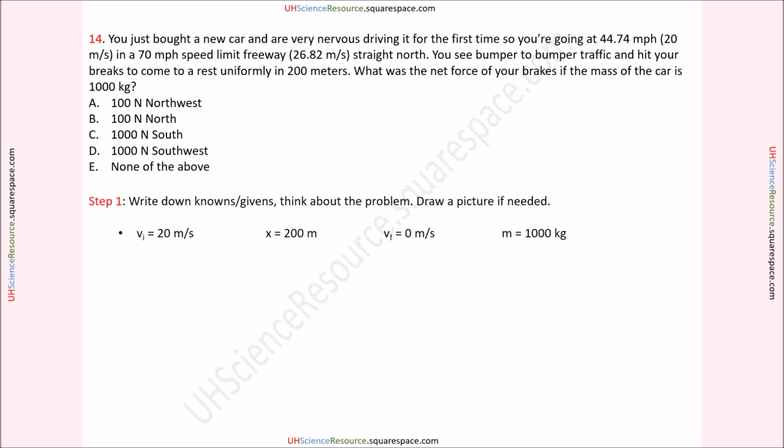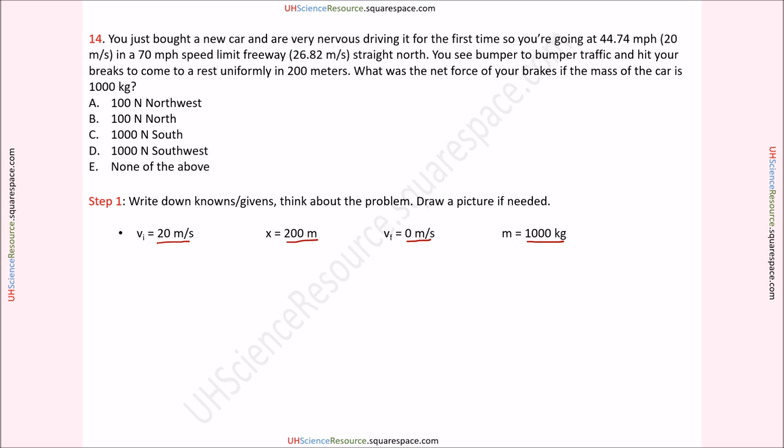So let's write down what we're given. We're told that you're initially traveling at 20 meters per second, and it takes you 200 meters to come to a complete stop. And so since you're at a complete stop, your final velocity is going to be 0 meters per second. You're also told that the mass of your car is 1,000 kilograms.